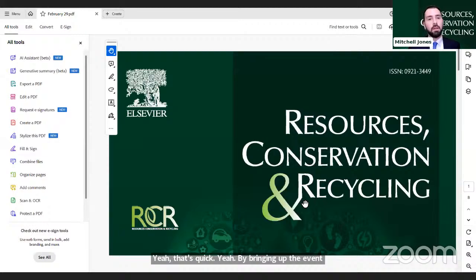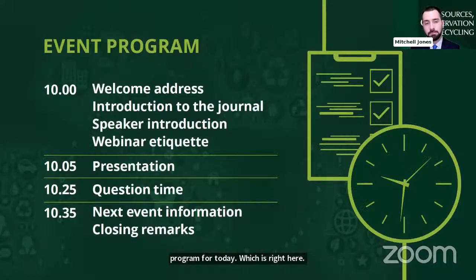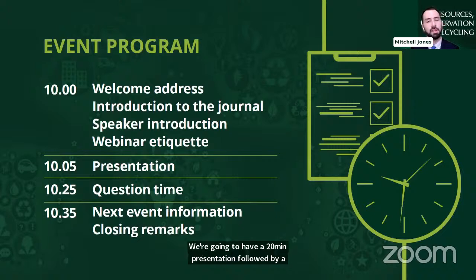Okay, so I will kick things off now by bringing up the event program for today, which is right here. We've had the welcome address. I'm going to briefly introduce the journal, and then introduce our speaker for today, Katrien. We're very lucky to have Katrien with us today. Then I'm going to provide a few brief notes on the administration side of things. We're going to have a 20-minute presentation followed by about 10 minutes of question time, flexible if you have any questions. And then we're going to touch on the information on the next event and have the closing remarks.